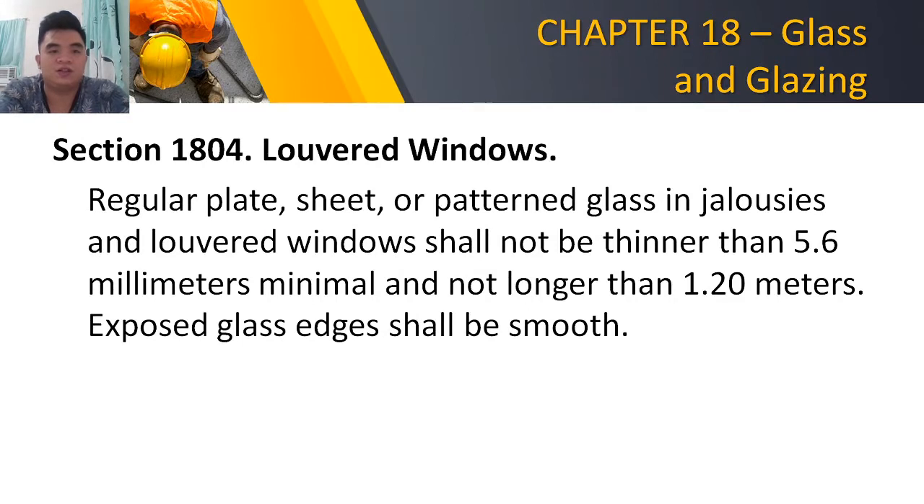Next is section 1804, regular plate, sheet or patterned glass in jalousies and louvered windows shall not be thinner than 5.6 millimeters nominal and not longer than 1.2 meters. Exposed glass edges shall be smooth.